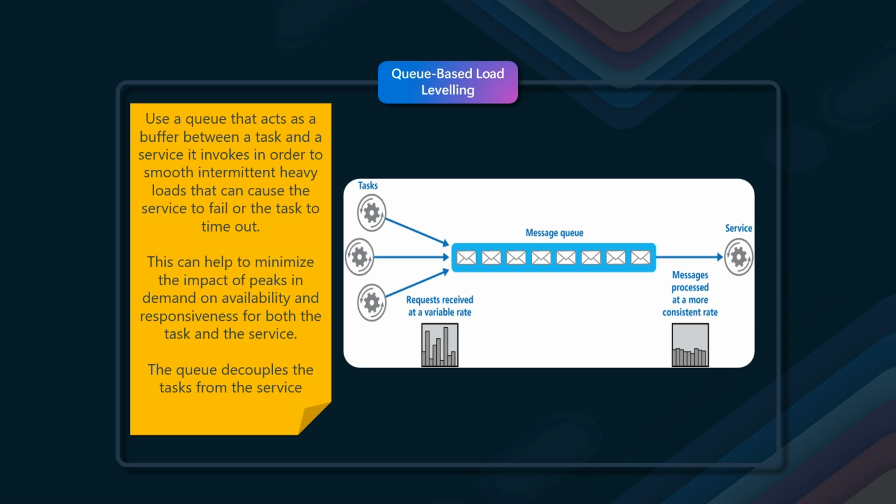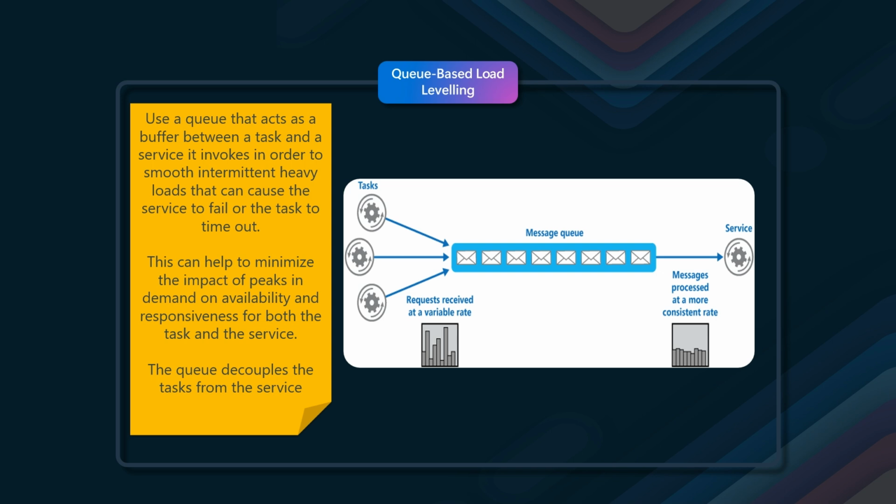A service might experience a peak in demand that causes it to overload and be unable to respond to requests in a timely manner. Flooding a service with a large number of concurrent requests can also result in the service failing if it's unable to handle the contention these requests cause.